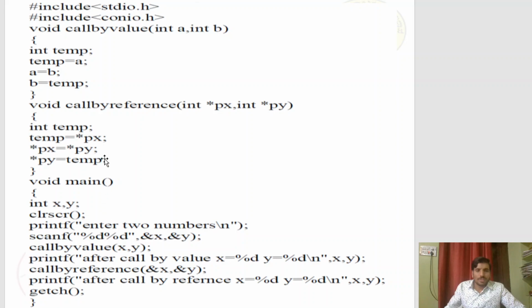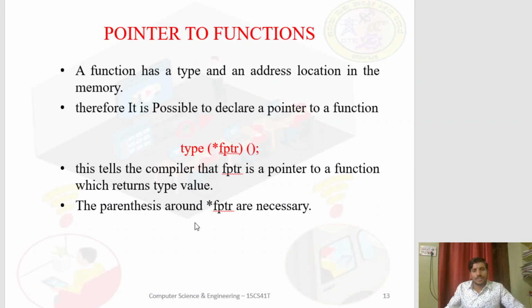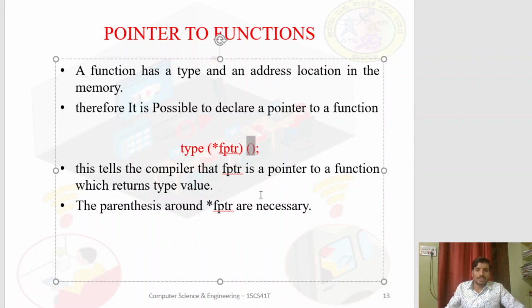For example, come to this same example, void (*call_by_reference). So what is the returning type here? Void. Void means it returns nothing. Instead of void, if we write int here, then its return type will be integer type. So the parentheses around the pointer are necessary. If you write the parentheses, the compiler understands that this is a pointer to a function.